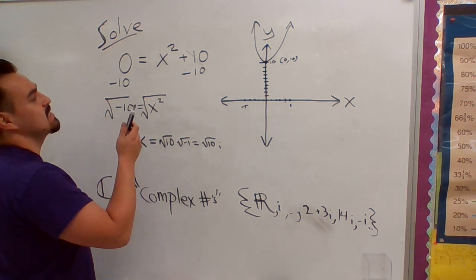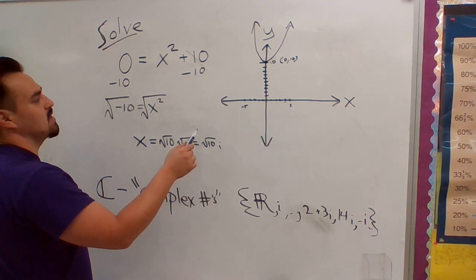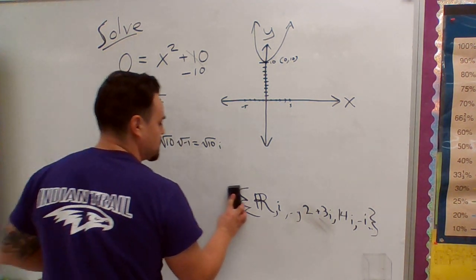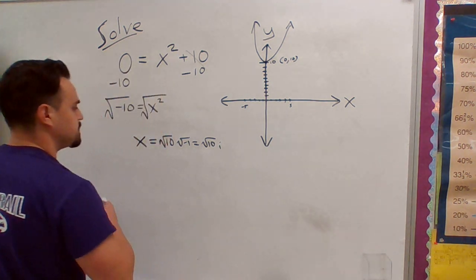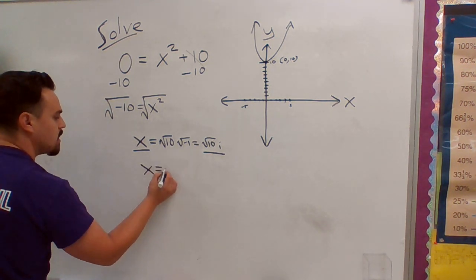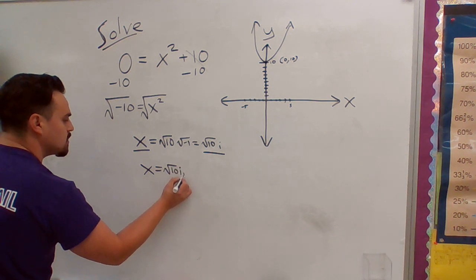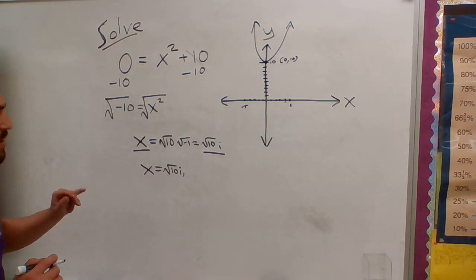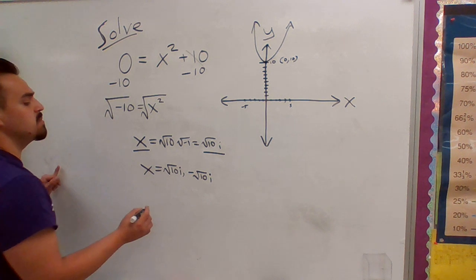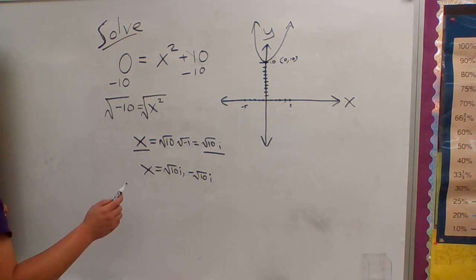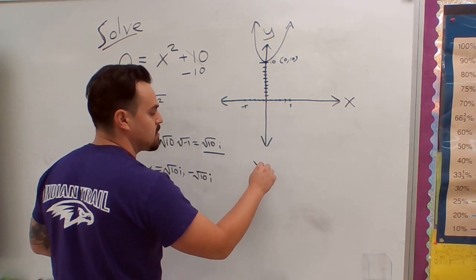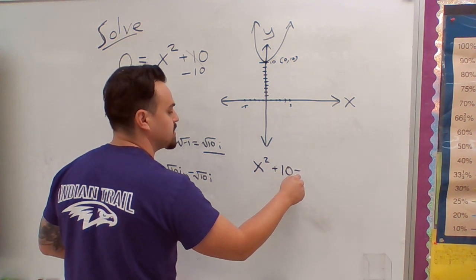So algebraically, if you square that, well, let's just go through the process together. Let me prove it to you. If x is equal to the square root of 10i, then x is also going to be equal to the negative of that. Let me show you why, by plugging it back in. When I plug this back in, my x squared plus 10 has to equal 0.